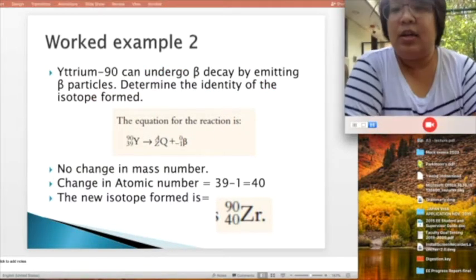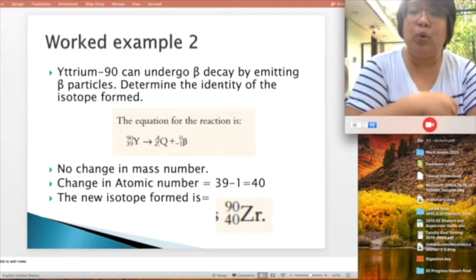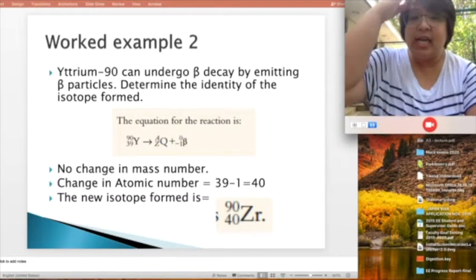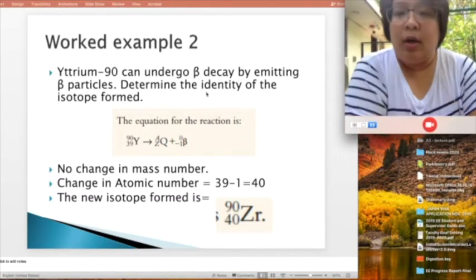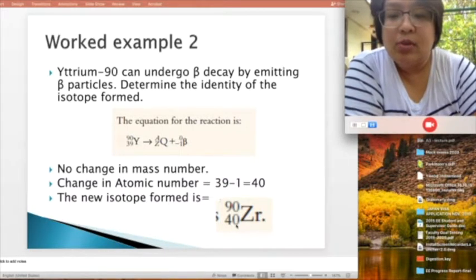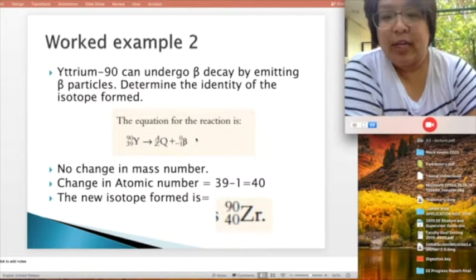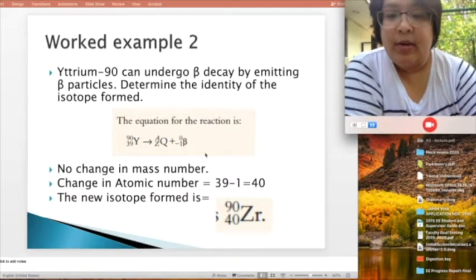Another example here: we have yttrium-90. It undergoes beta decay, so the neutron transforms into a proton and it emits an electron. So plus 1, the neutron becomes a proton, and it becomes atomic number 40, zirconium. And this is how you notate a loss of an electron.